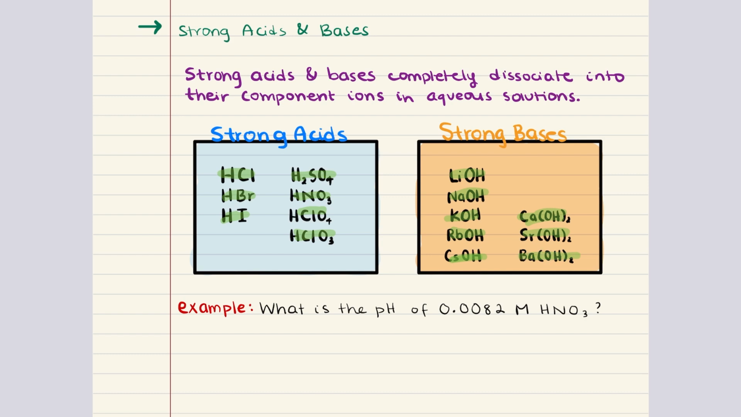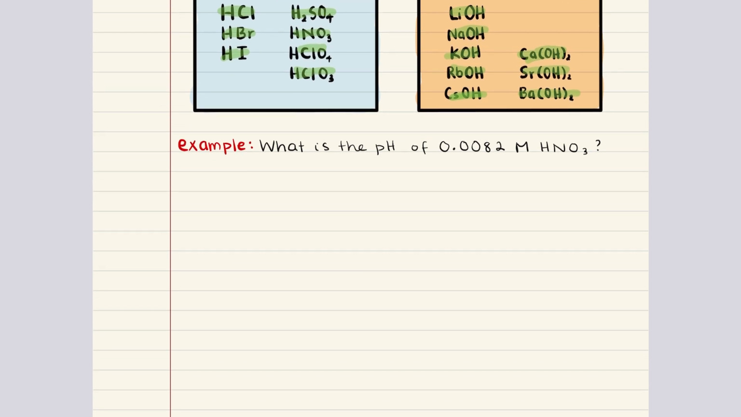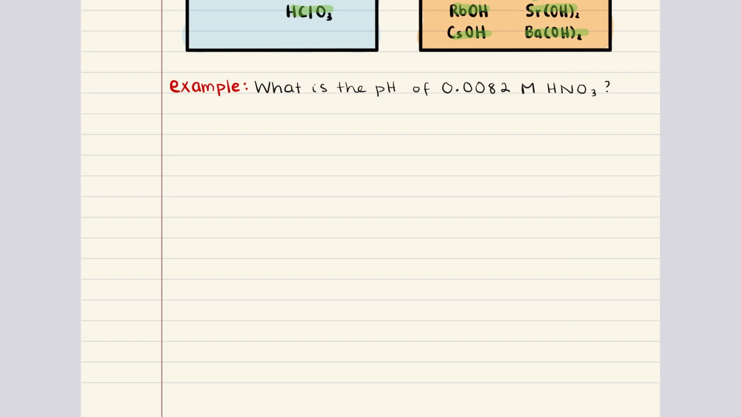Okay, let's keep that in mind and let's tackle a couple of practice problems. This first one says, what is the pH of a 0.0082 molar nitric acid solution? Okay, so we're dealing with nitric acid. We know that this is a strong acid, which means that it completely dissociates in solution. And because it completely dissociates and ionizes in aqueous solution, then the concentration of hydrogen ions is going to be the same as the initial concentration of the strong acid. And that's really important to keep in mind because we can use that to calculate pH.